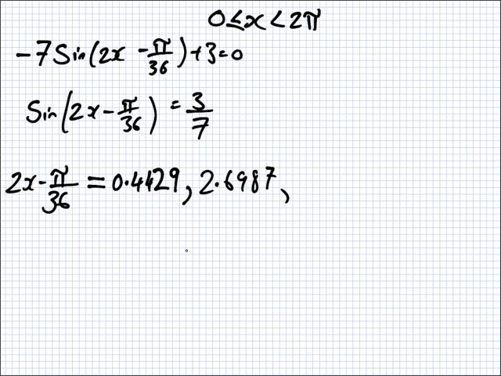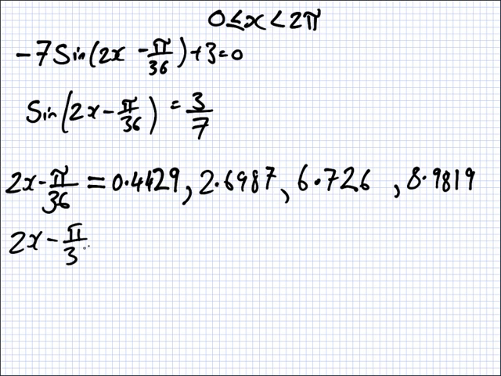Now how do we get the next two answers? Plus 360, or in this case, 2 pi. So if we add 2 pi to these two answers, what do we get? 6.7261. Okay, and then the last one, 8.9819. Okay, so we have 2x minus pi over 36 equals a number, 4 possible numbers here.